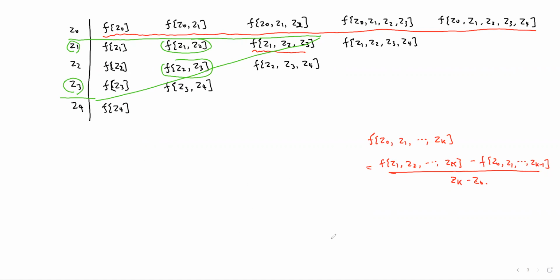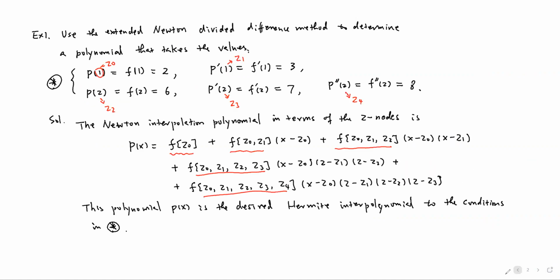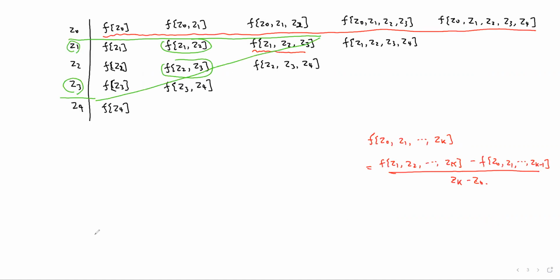Now let me plug in the values for the C nodes. C0 is 1, C1 is 1, then the other C nodes are 2. Okay, now let me plug in. This is 1, 1, 2, 2, 2.